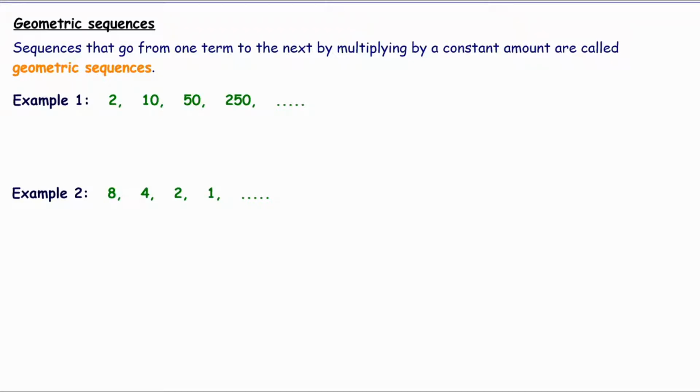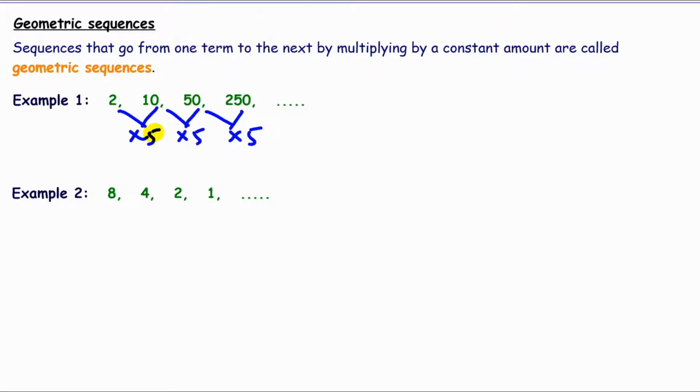Sequences that go from one term to the next by multiplying by a constant amount are called geometric sequences. For example, in the first case, we have 2, 10, 50, and 250. We can see that this sequence starts with the 2 and increases by multiplying the previous term by 5. So basically, you multiply 2 by 5 and you get 10. 10 multiplied by 5, you get 50. Multiplied by 5, you get 250.